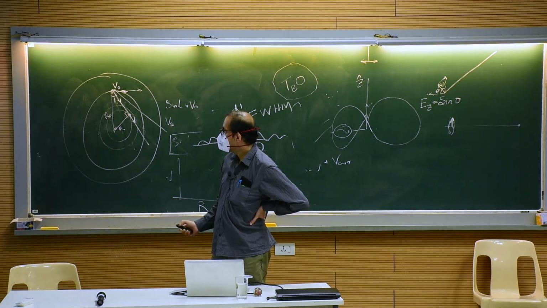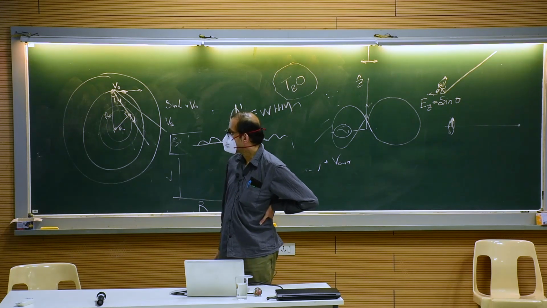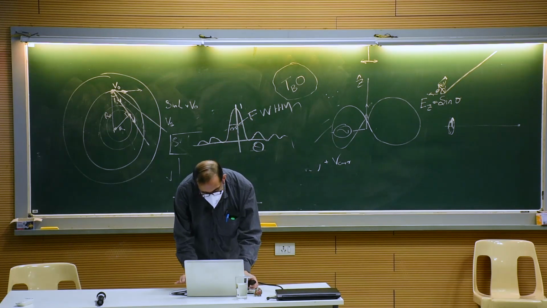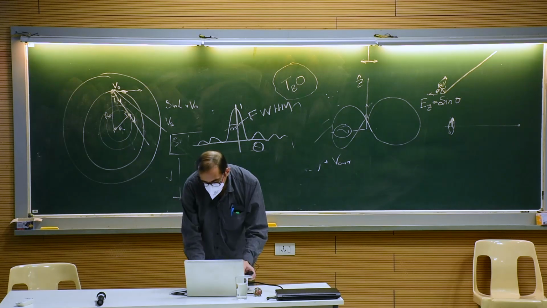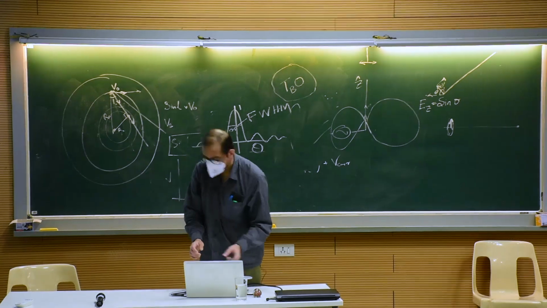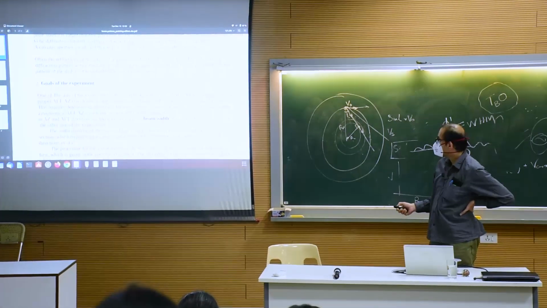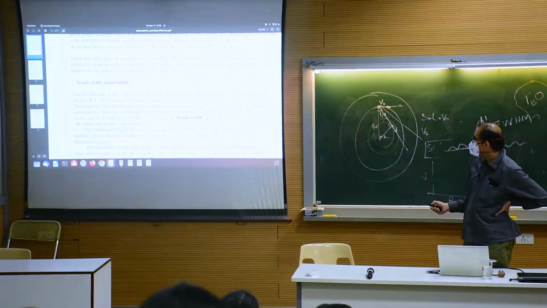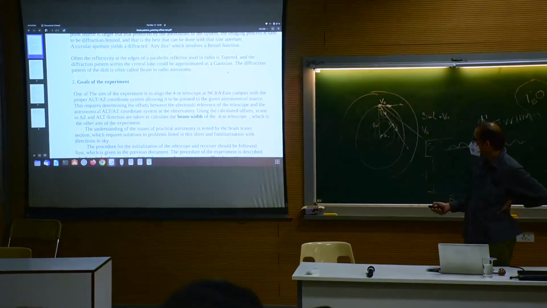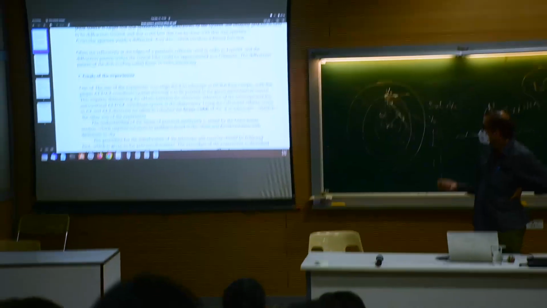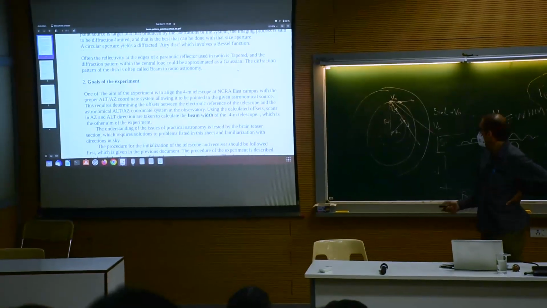So one of the aims of the experiment is to align the 4-meter telescope at NCRA East Campus with the proper alt-azimuth coordinate system, allowing it to be pointed to the given astronomical source. This requires determining the offset between the electronic reference of the telescope and the astronomical alt-azimuth coordinate system, using the calculated offset. So I don't need to go into the basic details. This you were already guessing.